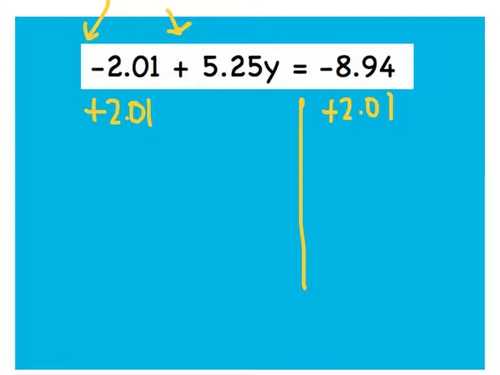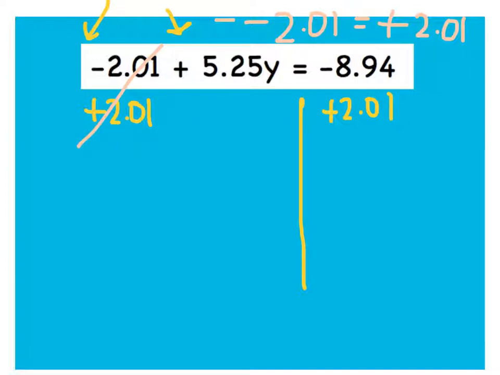But another way to think about this is if I thought about, oh, the addition is my operation, I would need to subtract negative 2.01. Well, subtracting a negative with keep, change is the same as adding a positive 2.01. So that's two different ways to think about it. Okay, either way, this cancels out.